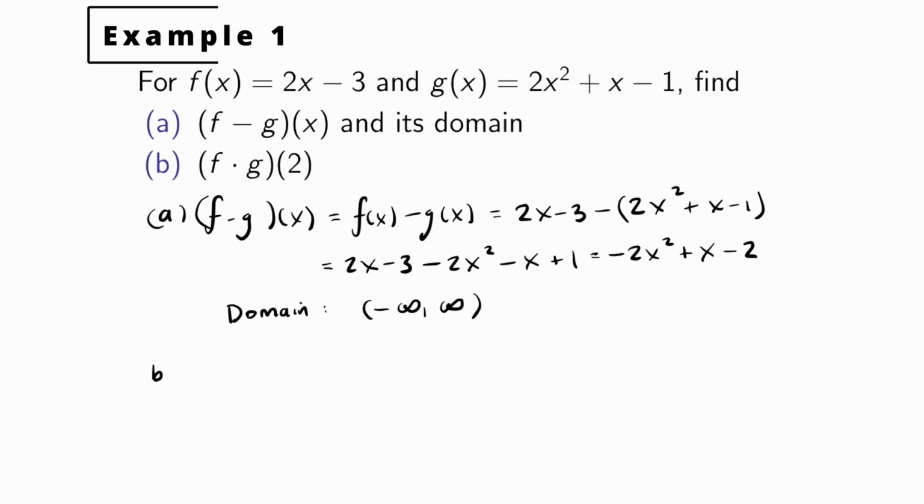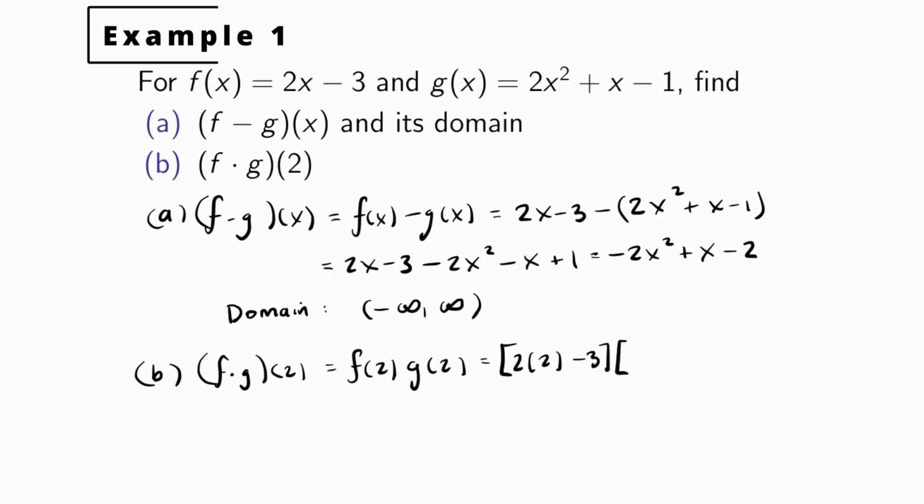Now for part B, f times g of 2 is just the value of f at 2 times the value of g at 2. Now f of 2 would be 2 times 2 minus 3. The value of g at 2 would be 2 times 2 squared, which is 4, plus 2 minus 1.